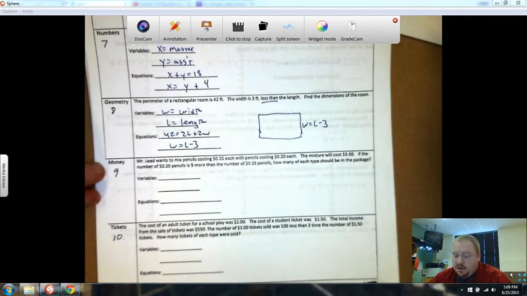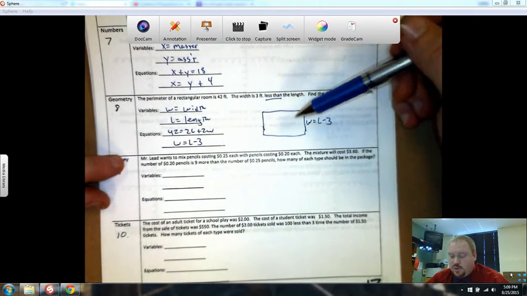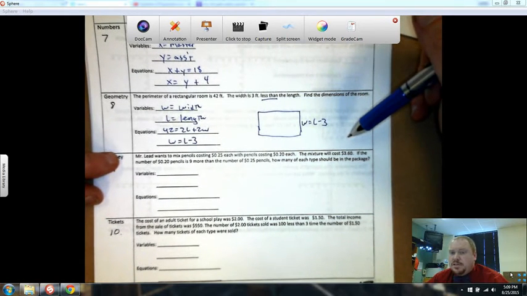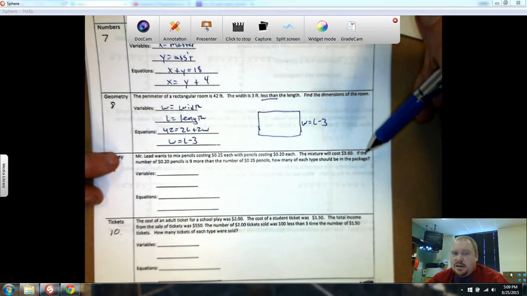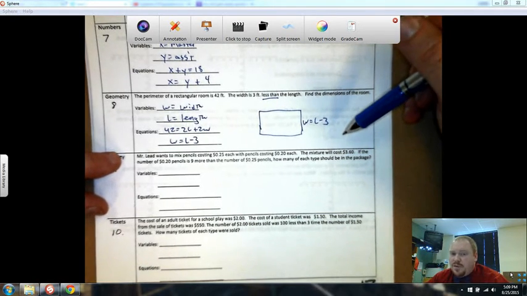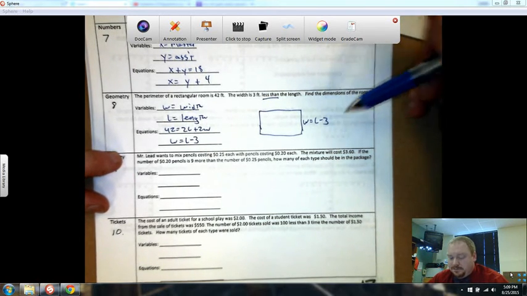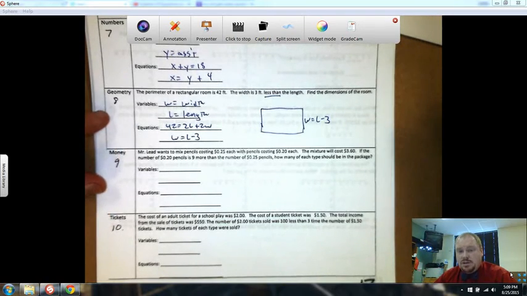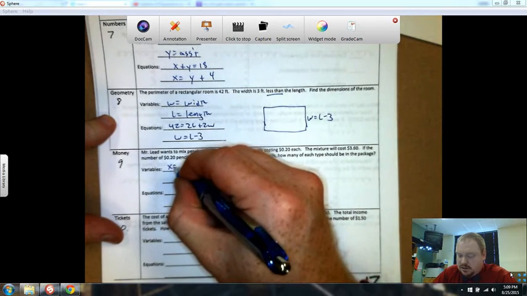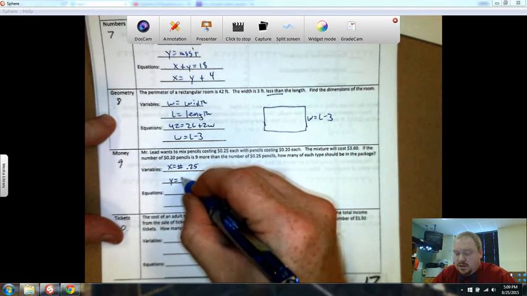So number 9. Mr. Lead wants to mix pencils costing 25 cents each with pencils costing 20 cents each. The mixture will cost $3.60. If the number of 20-cent pencils is 9 more than the number of 25-cent pencils, how many of each type should be in the package? Okay, well I have 2 kinds of pencils, 25-cent and 20-cent. So, X is the number of 25-cent, Y is the number of 20-cent.